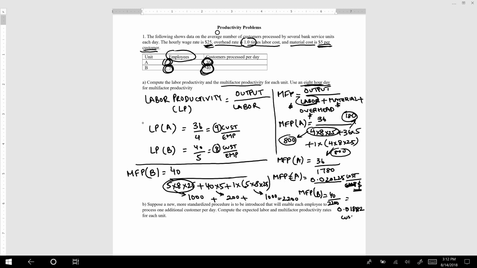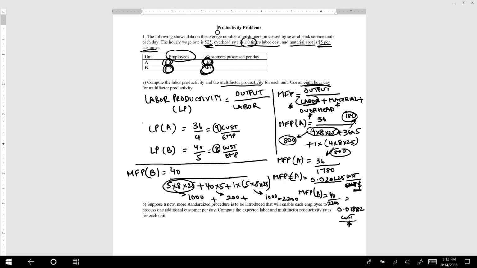0.018182 customer per dollar. So that means unit B will be able to process 0.018182 customers if they have $1. So for every dollar they will be able to process 0.018182 customers.